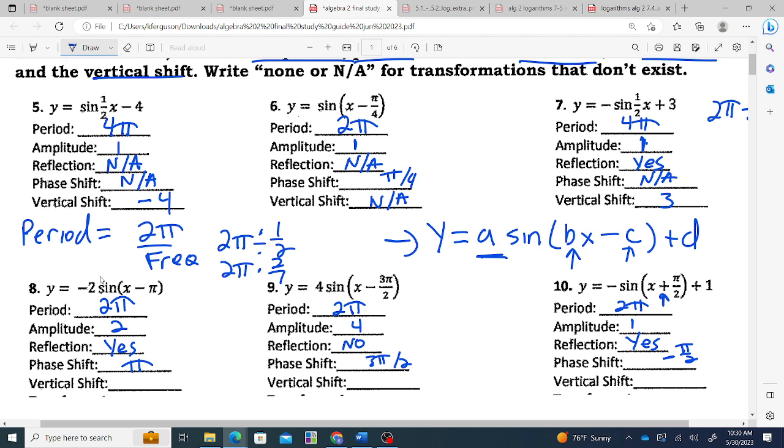If I look at number 8, I don't have anything outside the parentheses, so that's NA or none. Then I get to number 9. What's my vertical shift for number 9? It's nothing. Yeah, there isn't one. Exactly. There's NA. And then for number 10, I got 1 at the end. So that's a 1. I guarantee you'll see something like that that's got all of it. And then you'll see a couple that have some, but not all of it.